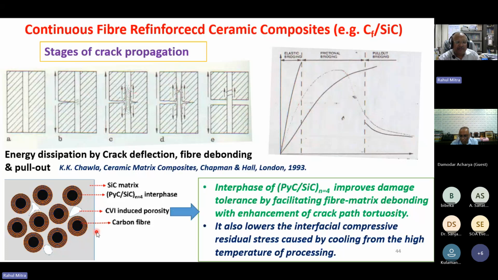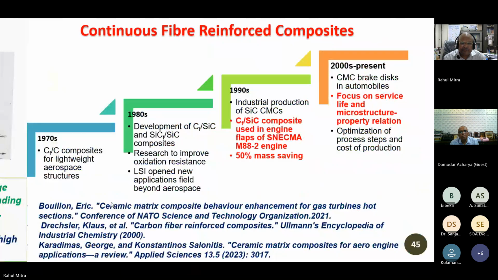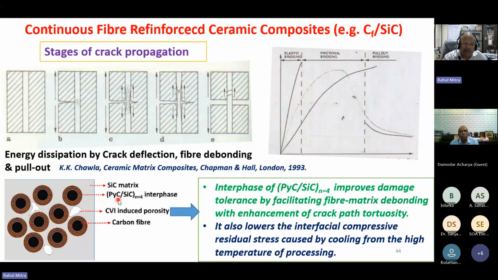So to do this, in our work, which was the work of my student Ramya, at INAE Bangalore, they have developed a technique where they coat layers of pyrolytic carbon and silicon carbide on the carbon fiber. Then they infiltrate with silicon carbide. So what it actually ensures is a weak interface, and it also lowers the interfacial compressive stress after cooling from high temperature processing.